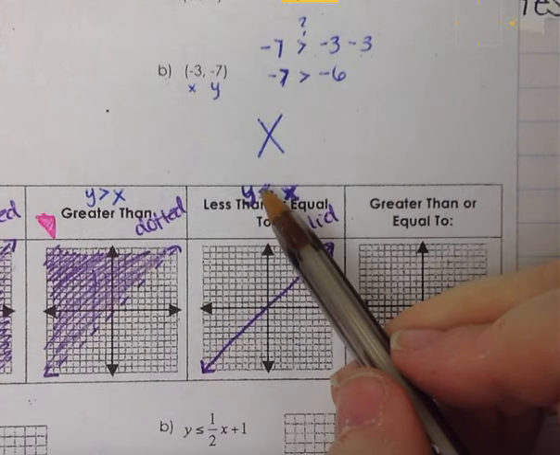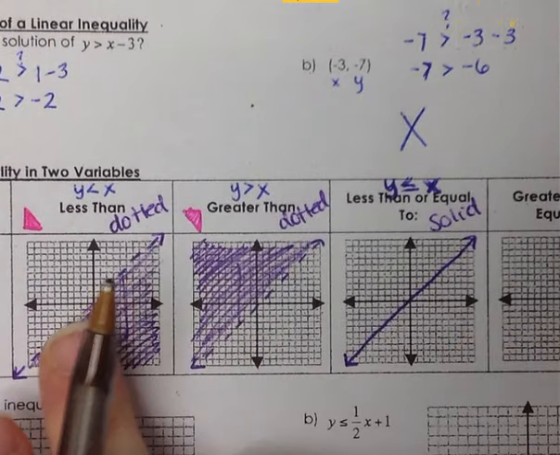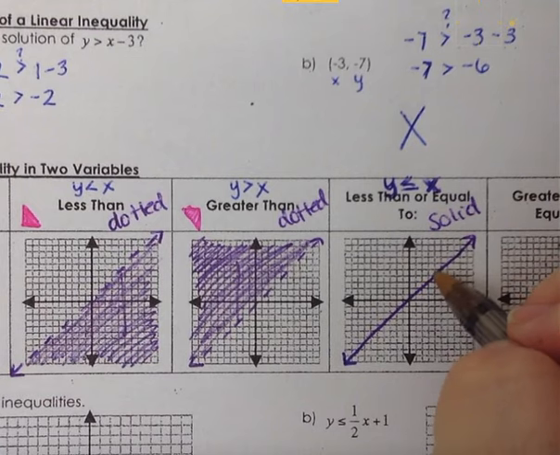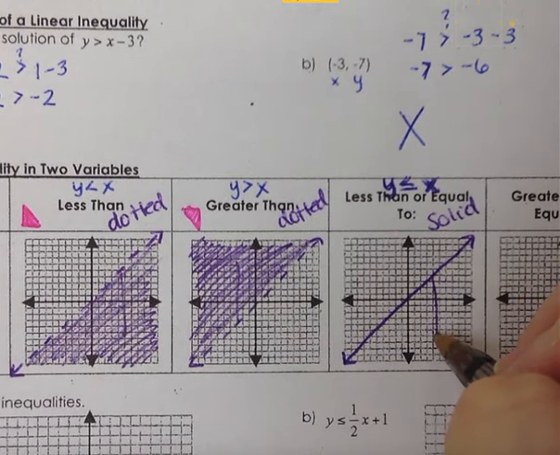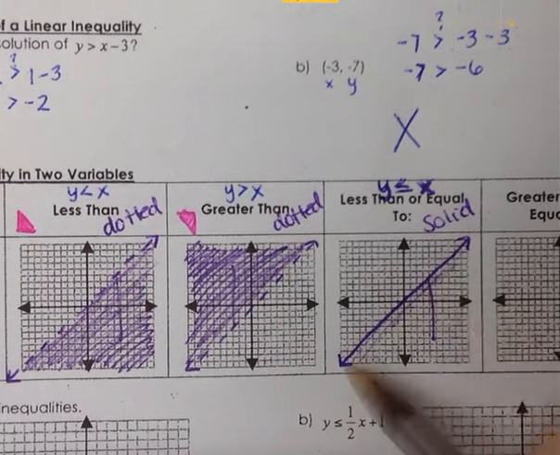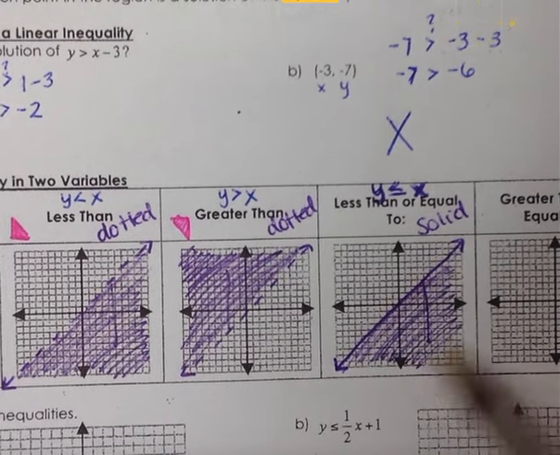It is a less than, and just like over here, the less than is shaded below. So I would put my pen on my line and shade below, because less than means under. So this is the section of my graph that I would shade.